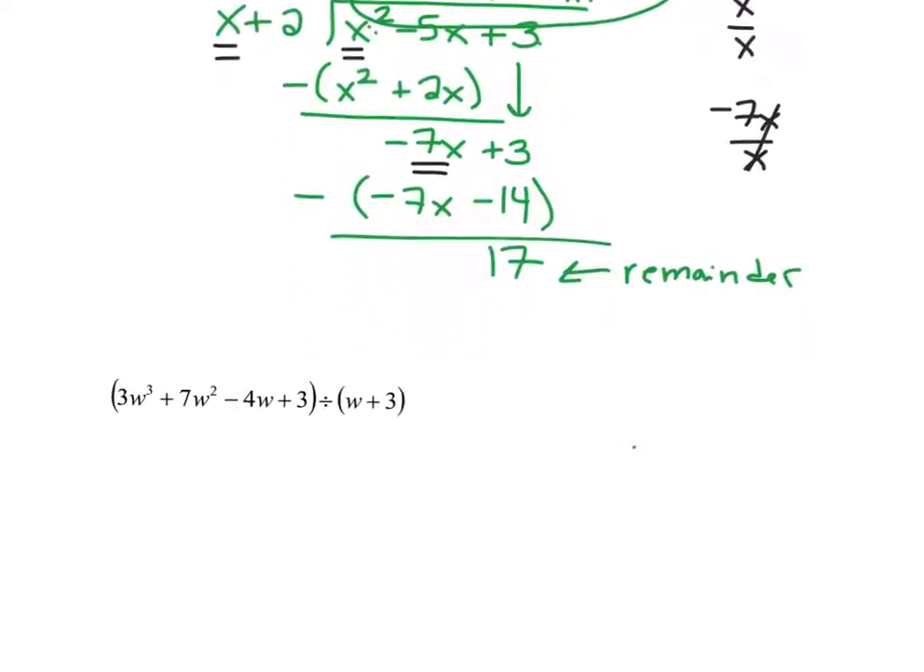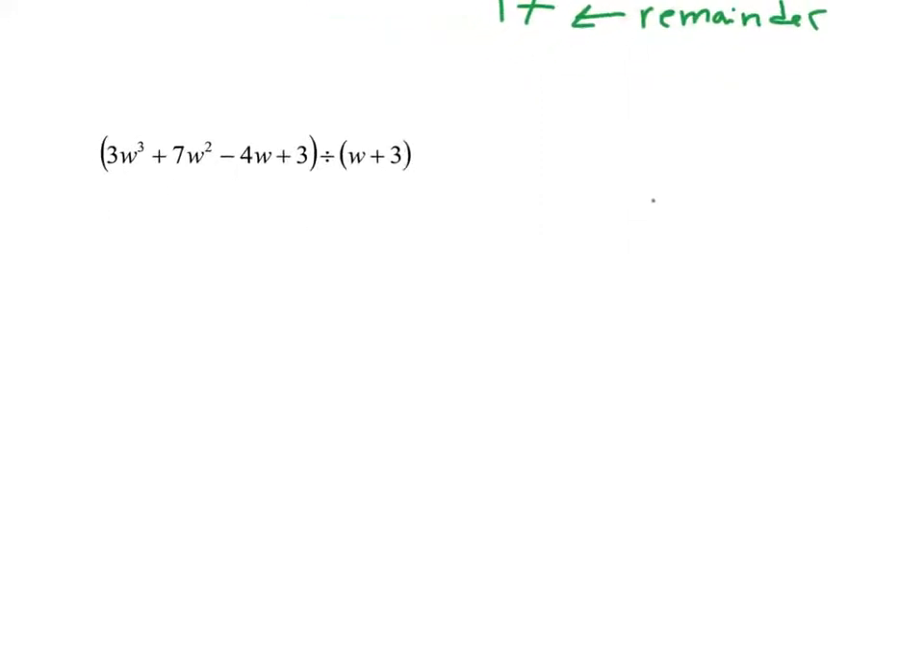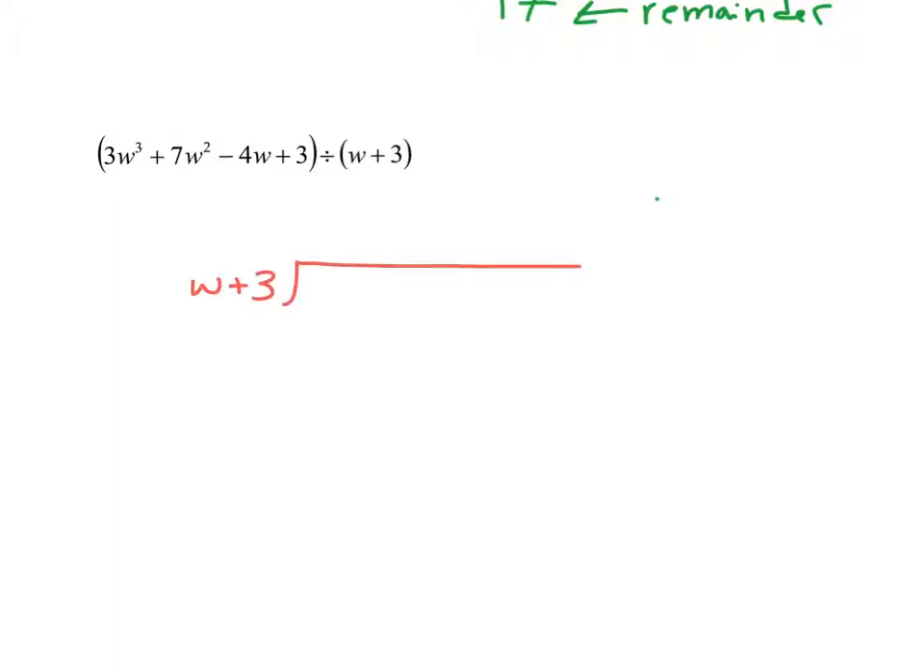Let's look at one more long division problem. This one's a little longer, but kind of has the same kind of principles here. So we have w plus 3 divided by 3w cubed. So I want to make sure every power is there. So there is a square power, and there is a first power, and there is a constant.